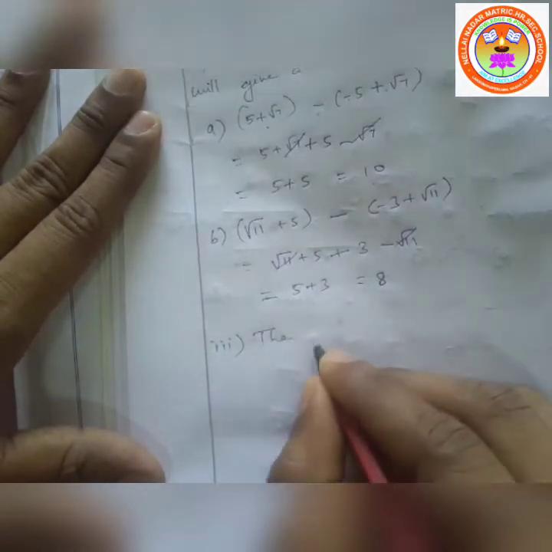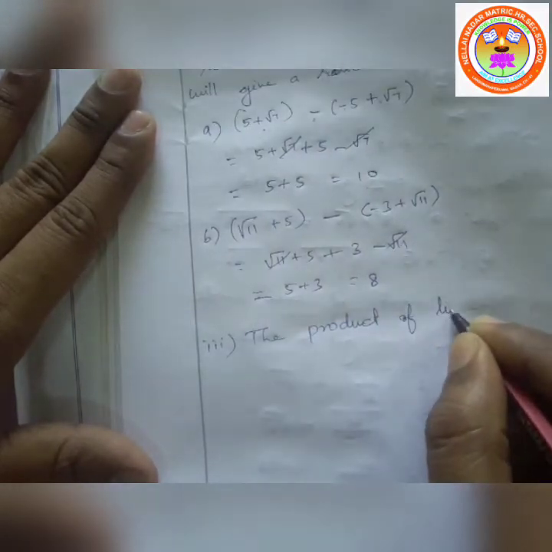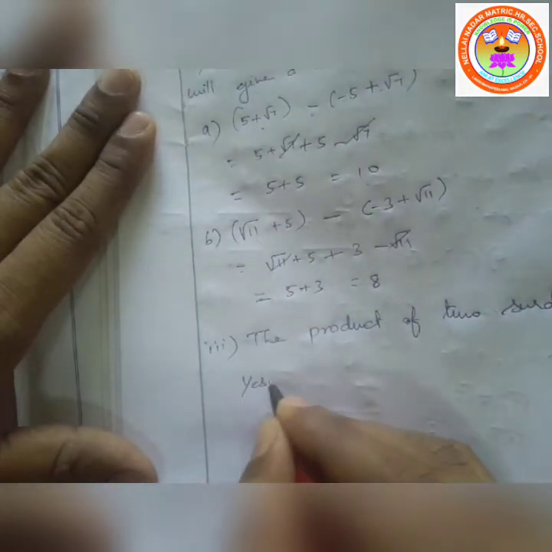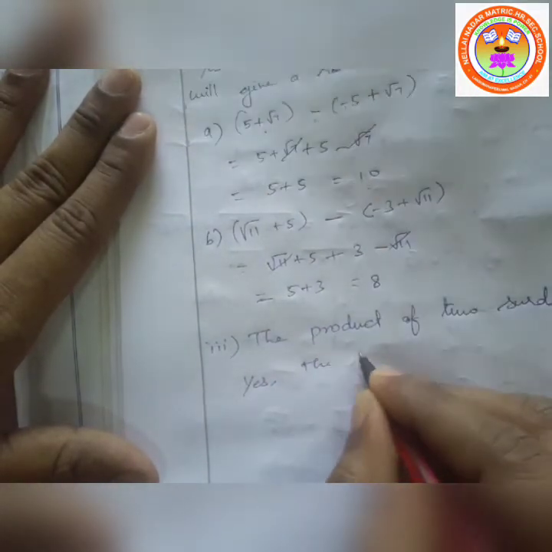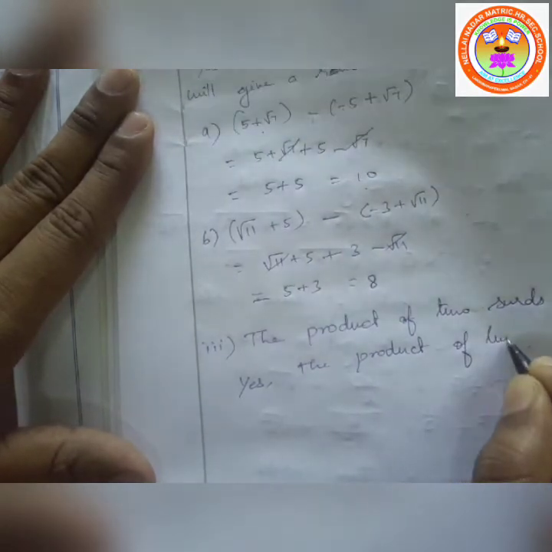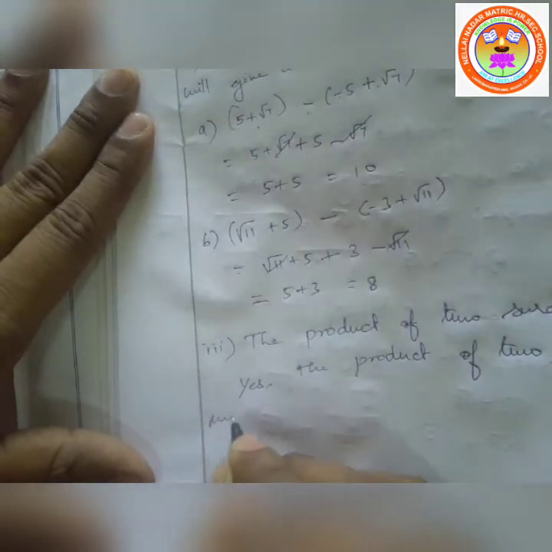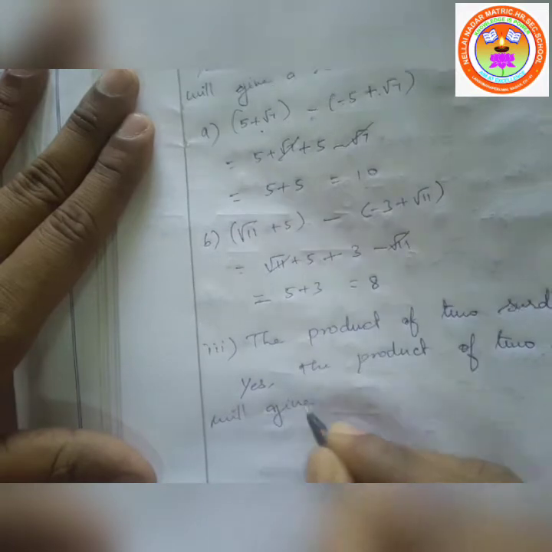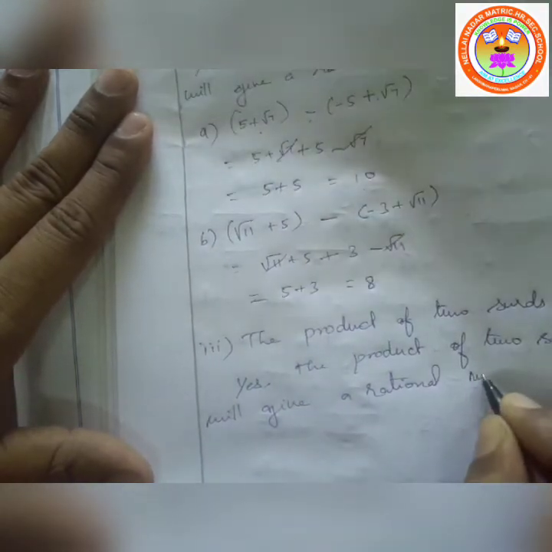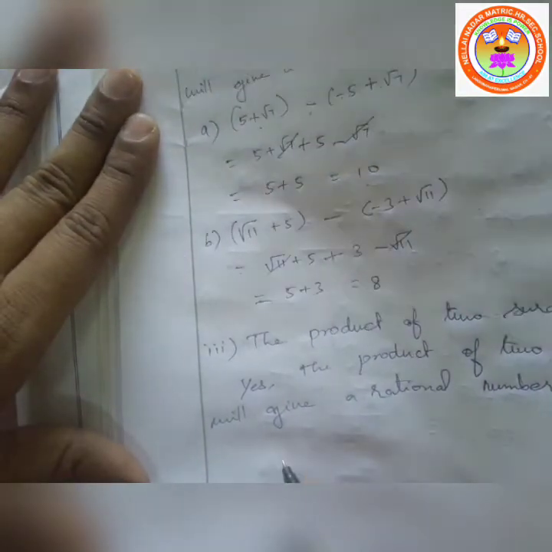The product of two surds. What we have to write? Yes, the product of two surds will give a rational number. Rational number. So listen here.